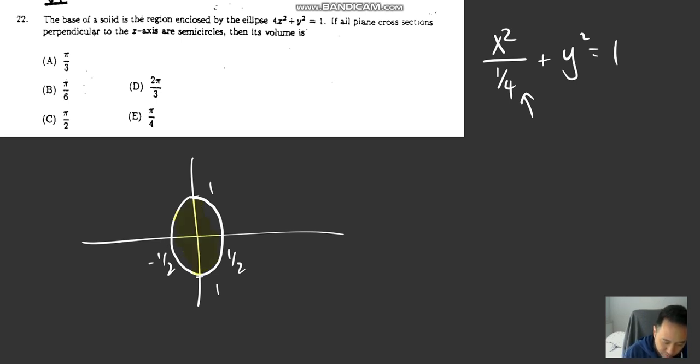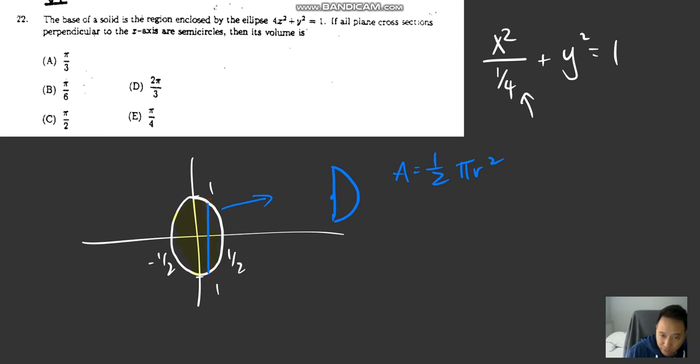This is my base. Now cross sections are going to be semicircles perpendicular to the x-axis. So I'm going to draw one. If I pull that out, you get a semicircle like this. The area of a semicircle is 1/2 pi r squared. This spans a distance from this point all the way to this point.